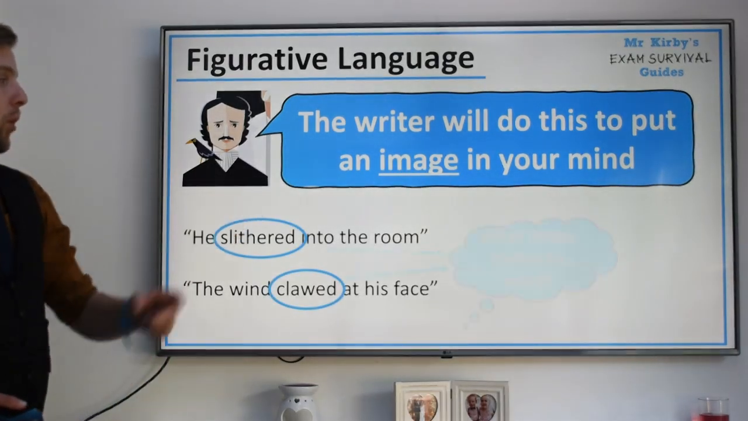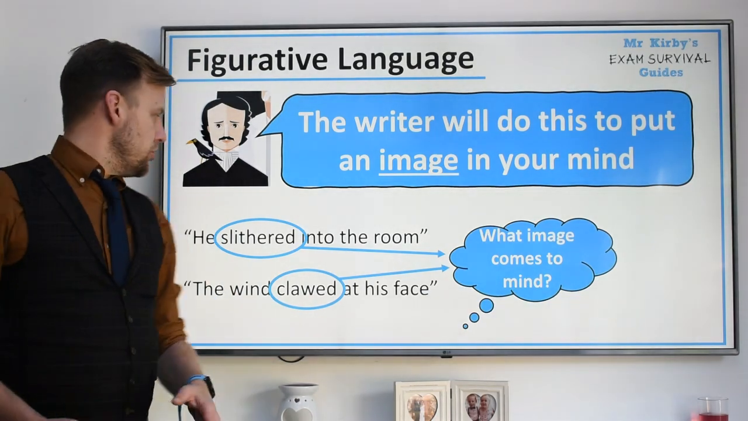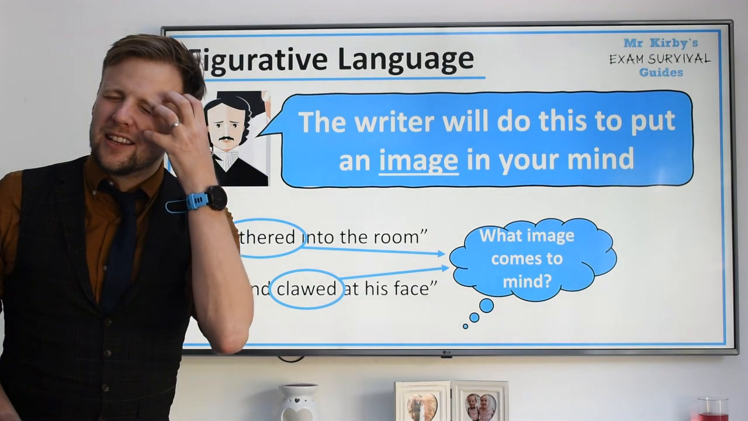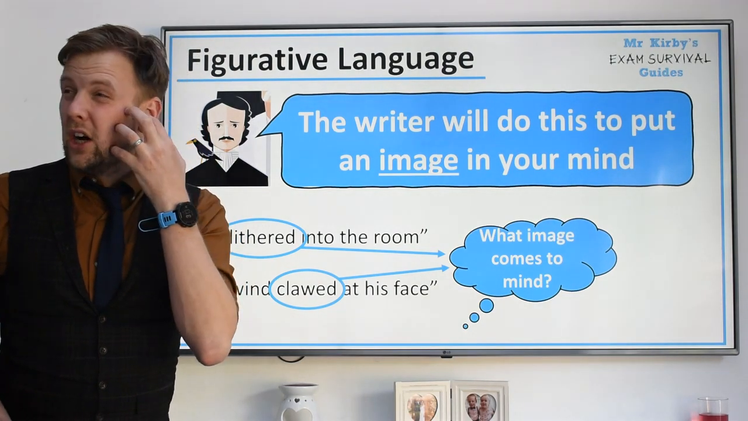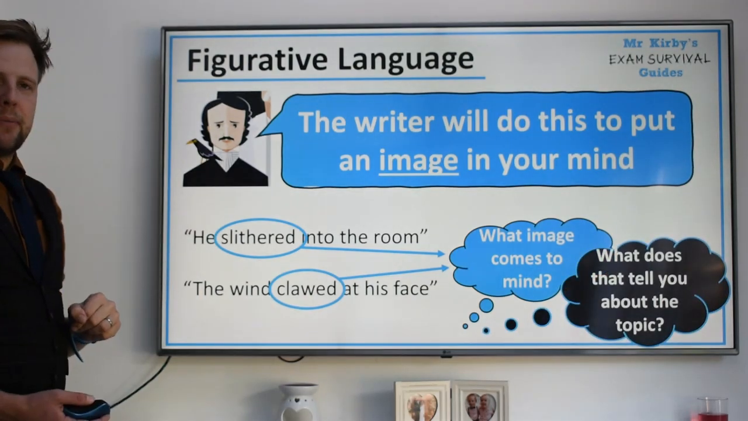First of all, what is the image that comes to mind? So slivered, I think something threatening, something dangerous. Clawed, I think it's something that is causing pain, something that scars, something that I will not ever be able to unshackle from my face. So therefore, what does that tell me about the topic?